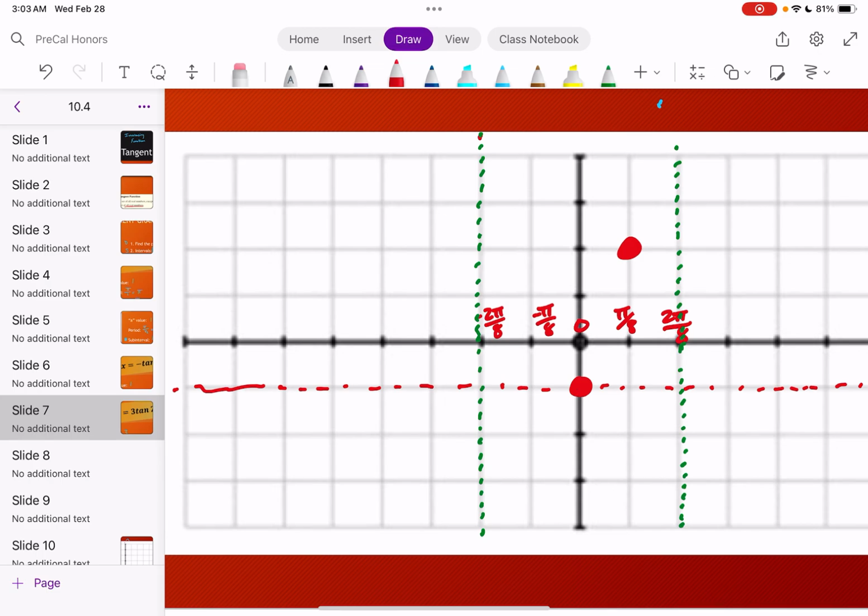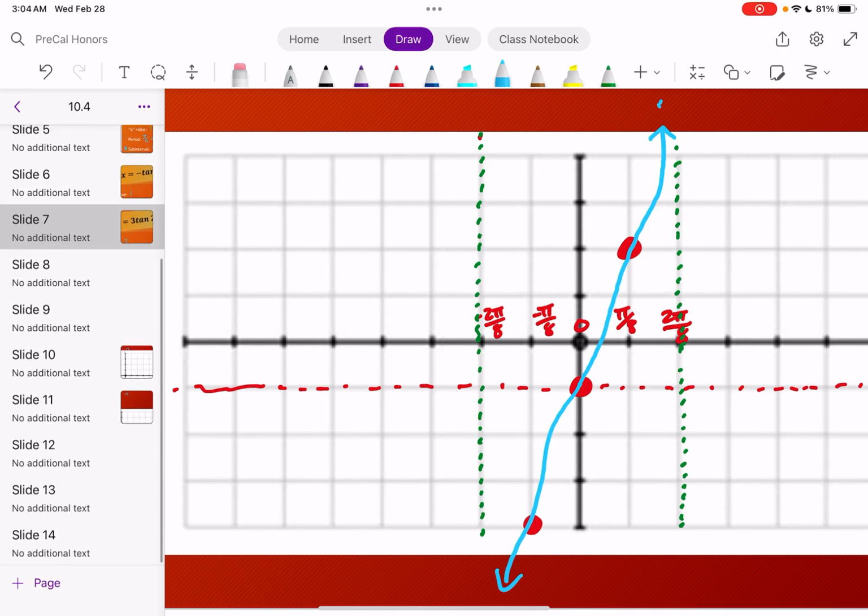As we move left, we're going to go left 1 and down 3. 1, 2, and 3. Once again, connect the dots. And that would be our graph for slide 11.